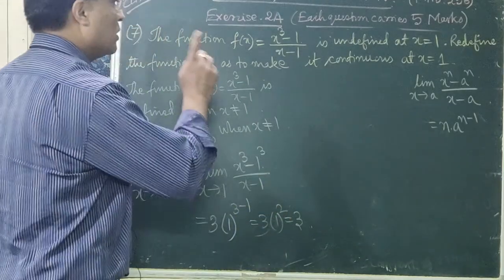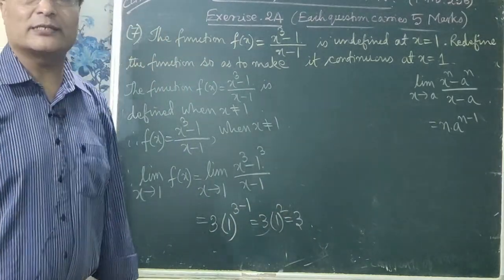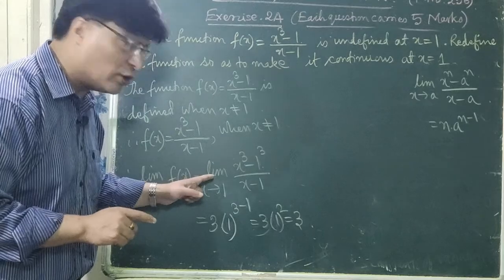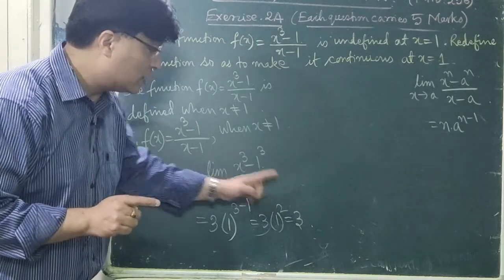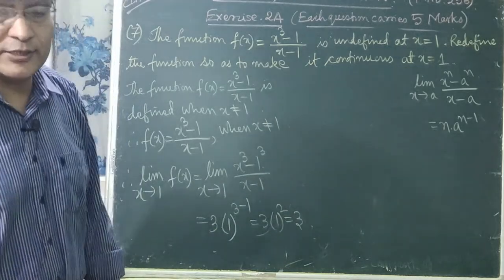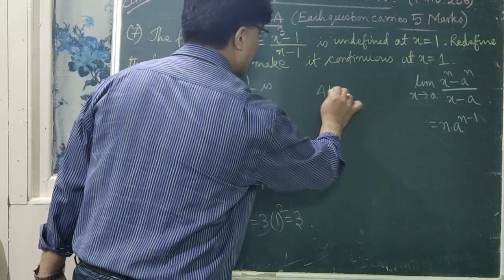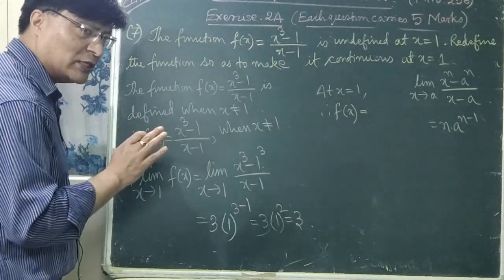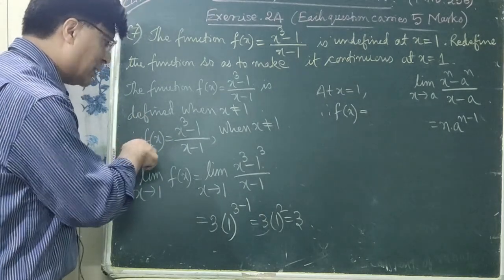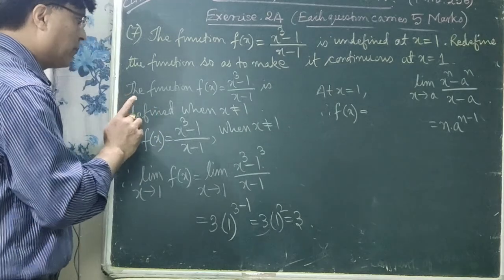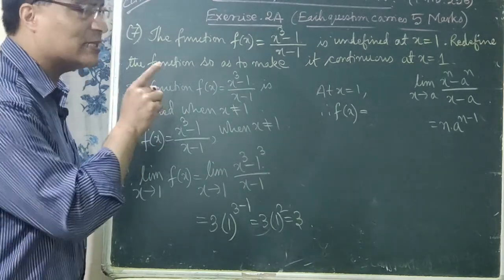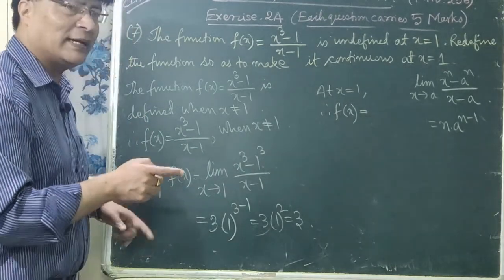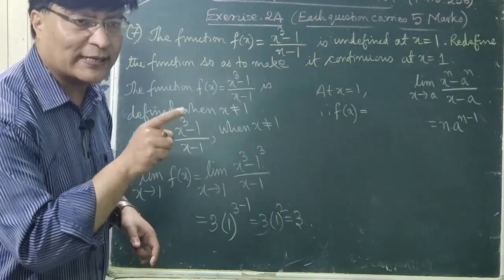Okay? Now you have to redefine the function so as to make it continuous at x is equal to 1. So what will be the value for f of x when x exactly equal to 1? F of x should be equal to 3 so that it is continuous at x is equal to 1. So you have to write here. So at x is equal to 1, f of x should be equal to 3, because for continuity of the function f of x at x is equal to 1, this right hand limit at x is equal to 1 is equal to left hand limit at x is equal to 1 is equal to the value of the function at x is equal to 1.